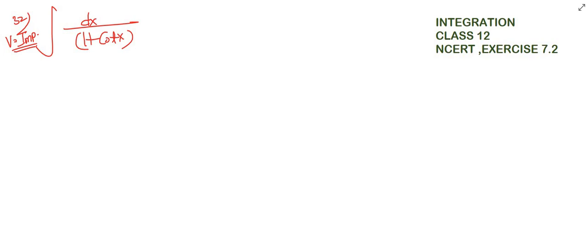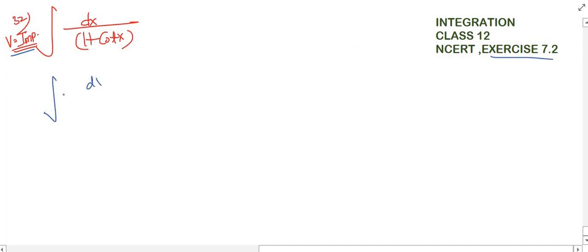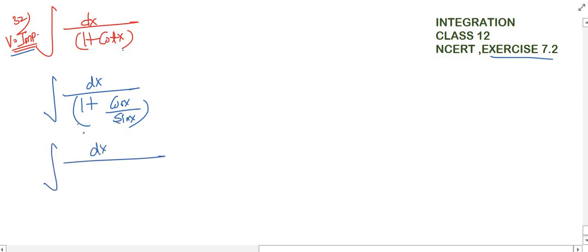This is a very important question, 32. It needs little manipulation. So this is a very important question from exercise 7.2. Write down. Can I write cot as cos x by sin x? Can we write it? Okay. Now if I take LCM of these two, so LCM is sin x. So this will be sin x plus cos x. Correct?